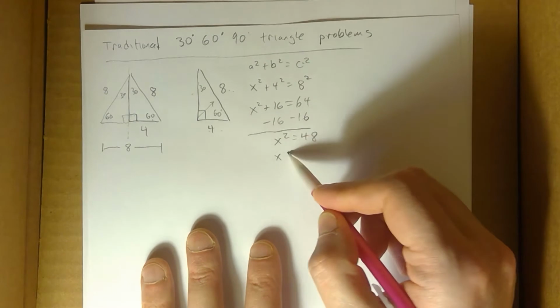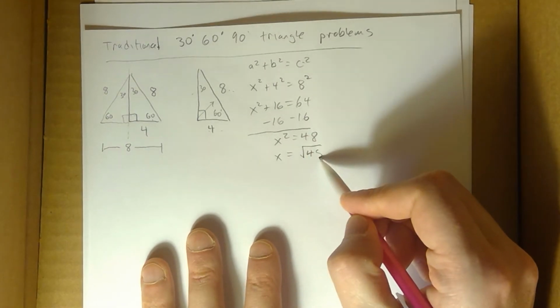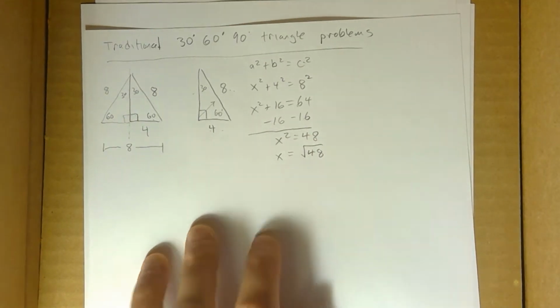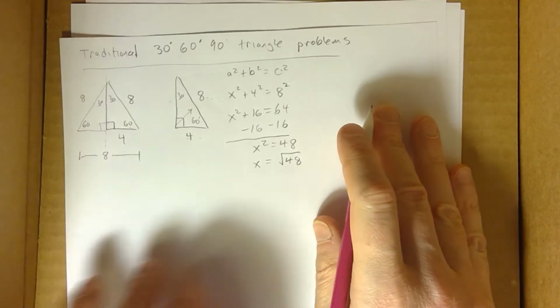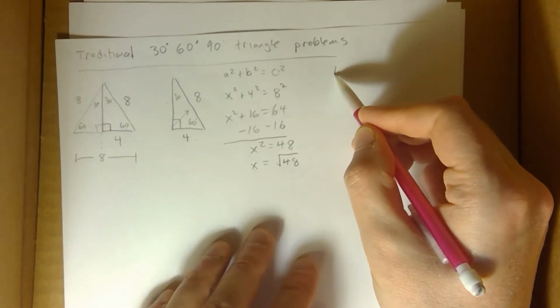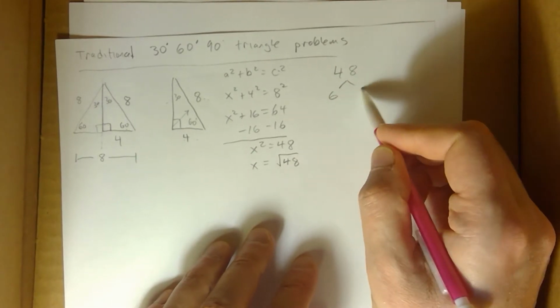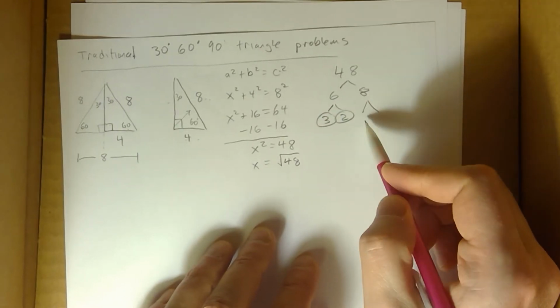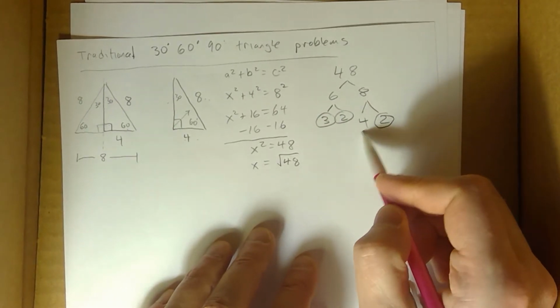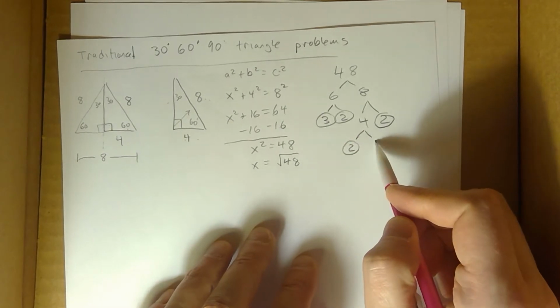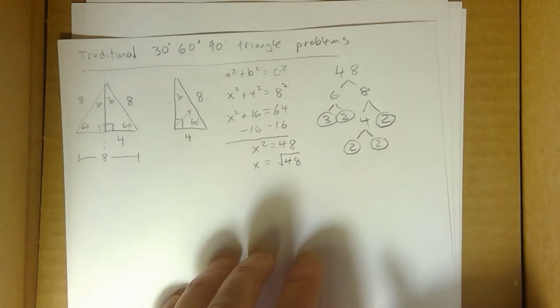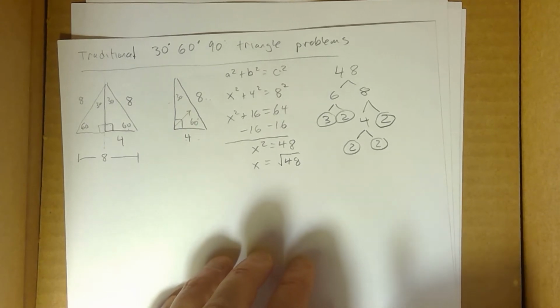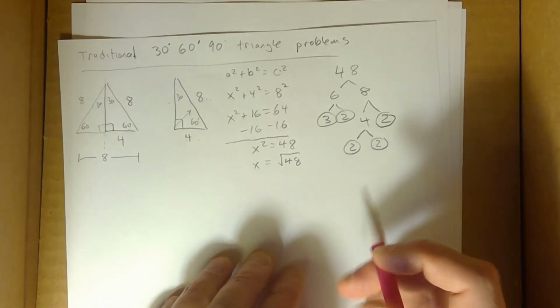Now we're going to need to take the square root of 48, and that means we're going to have to do the factor tree. We'll do the factor tree over here because I think it'll be easier. I like to do 6 and 8, 3 and 2, 4 and 2, 2 and 2. And again, I'm sorry if I'm going quickly, but this is a video, so you can go back and watch it over and over again if you need to.